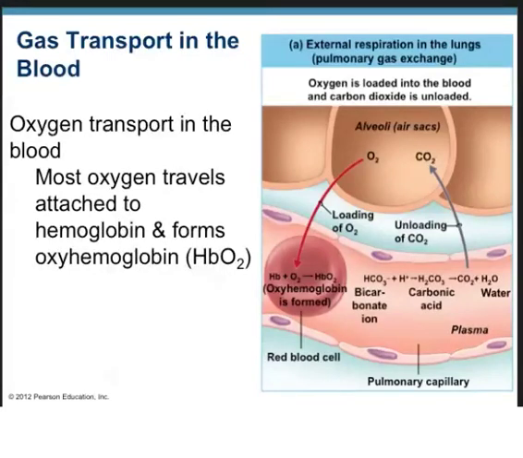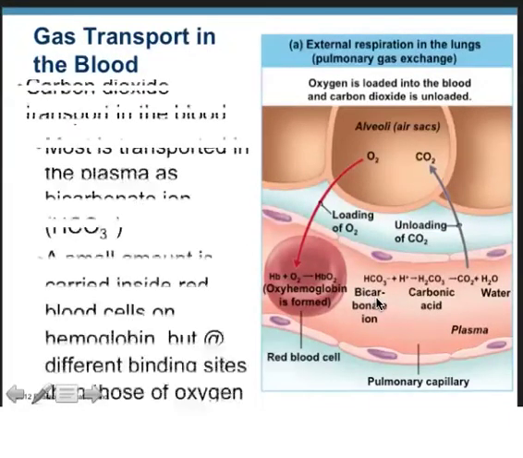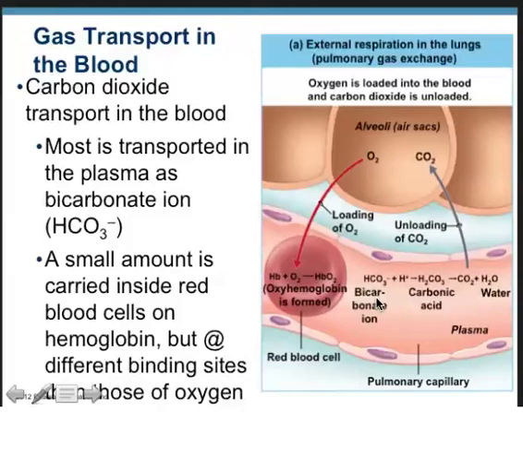Most oxygen travels in the blood attached to hemoglobin, forming molecules of oxyhemoglobin, indicated here as HbO2. A small amount is carried in the plasma, but not really very much. Carbon dioxide, on the other hand, is transported primarily in the plasma as bicarbonate, and a small amount is carried inside red blood cells attached to hemoglobin at binding sites that are different from where the oxygen binds to the hemoglobin.